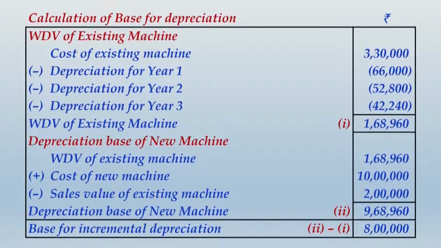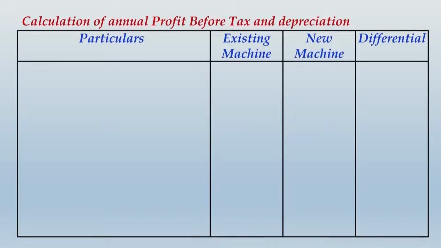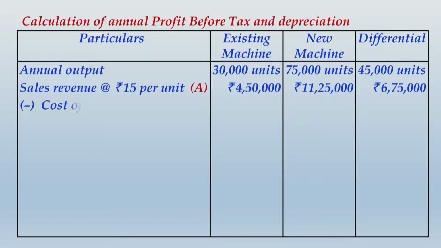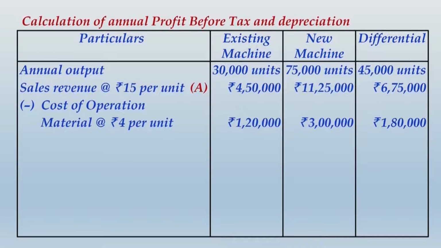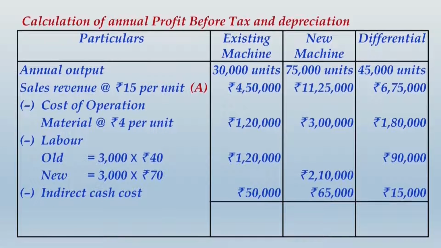Alright friends, once you have completed writing this entire working, let us move ahead, and now we compute the annual profit before tax and depreciation, that is PBDT, for the existing machine, the new machine, and the differential values for the purpose of the incremental approach. So annual output, sales revenue at the rate of 15 per unit, cost of operation, that is materials at the rate of 4 per unit, then labor for the existing it will be 3000 hours into 40, for the new it will be 3000 hours into 70, and then for indirect cost it is directly known amounts, 50,000 for existing, 65,000 for the new machine, and 15,000 in the incremental or differential column.